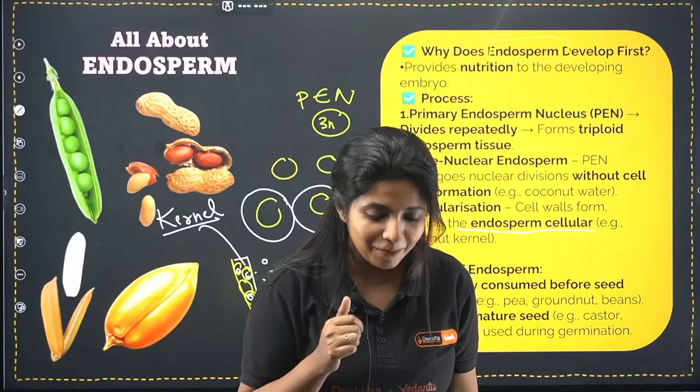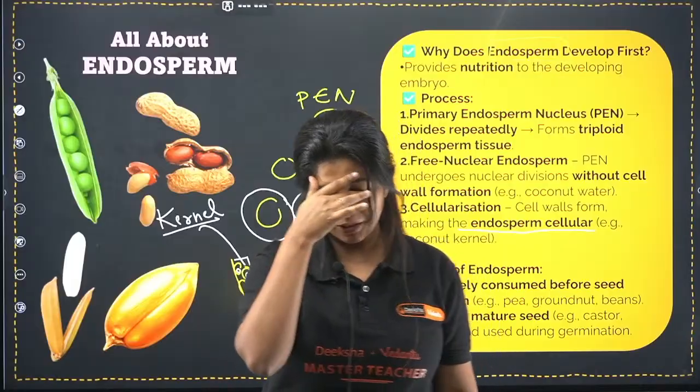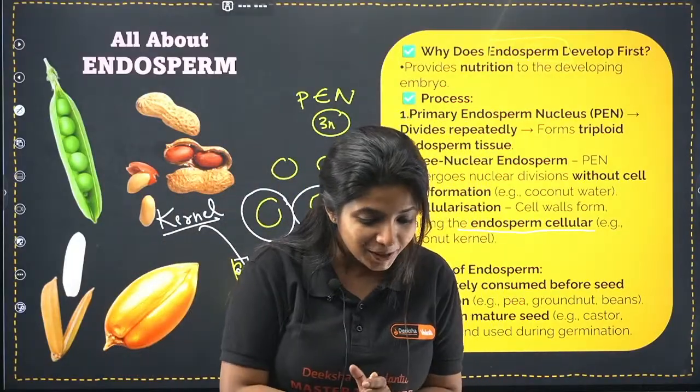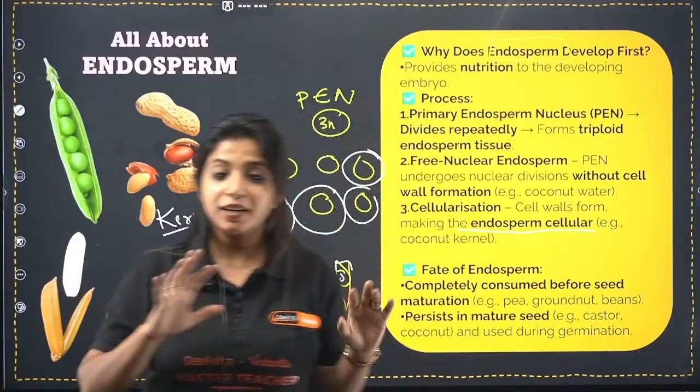Cool, ma'am. I came and all have come. Oh my God, Anu, I'm pretty sure you have so many fans. Okay, free nuclear endosperm, exactly, Vaishu. So that is what you call it.